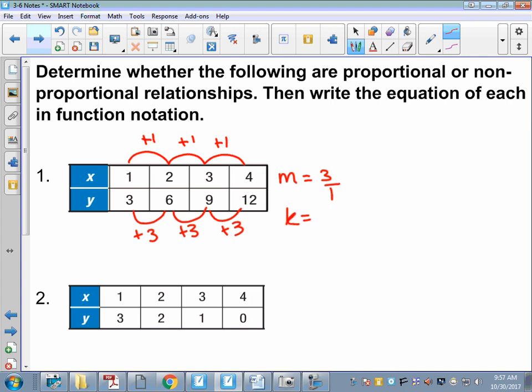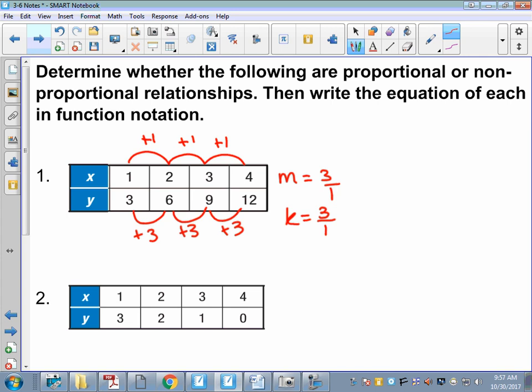Because we're talking about constant, we use the letter k for constant. You'll see that in science a lot. So really, m and k, they're interchangeable here, is 3. So since the rate of change is consistent and constant, that doesn't really tell me if it's proportional or not. It just tells me that it's linear. So I know it's linear, but looking back at our criteria, non-proportional can also be linear.